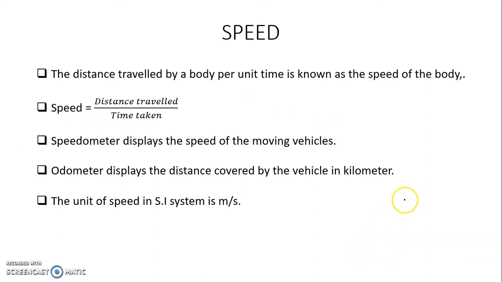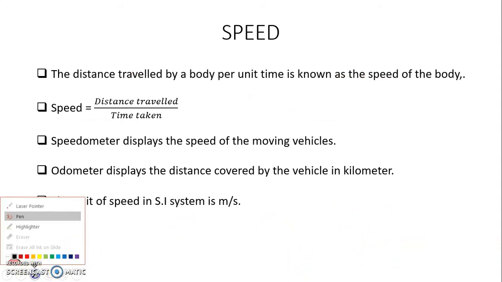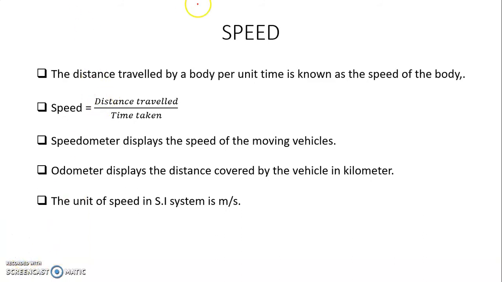Now we will enter into speed and velocity. Alright, have you ever heard the term speed and velocity? First, we will discuss speed. Now, the distance traveled by a body per unit time is known as speed. So, we write this as the formula: distance traveled by time taken. Speed is equal to distance traveled by time taken.